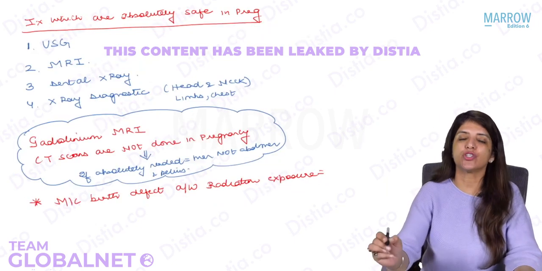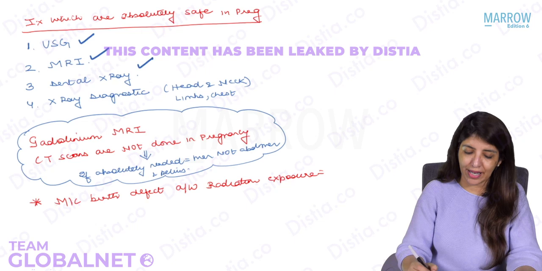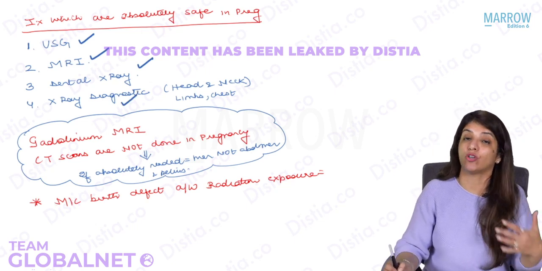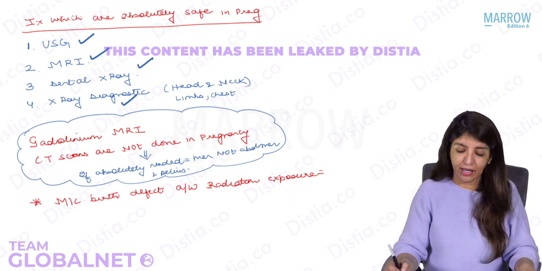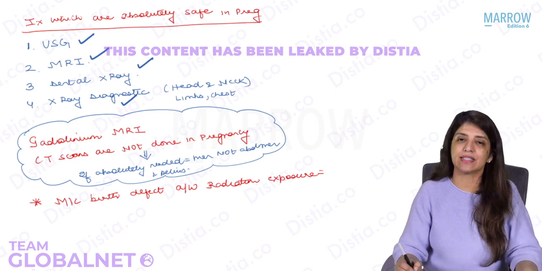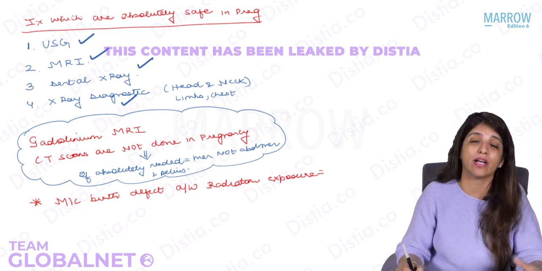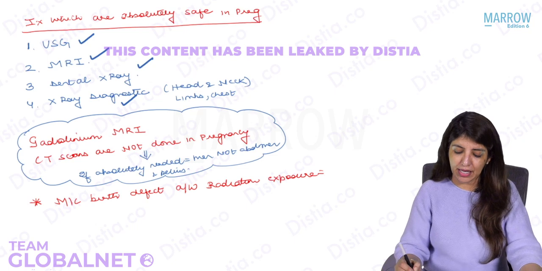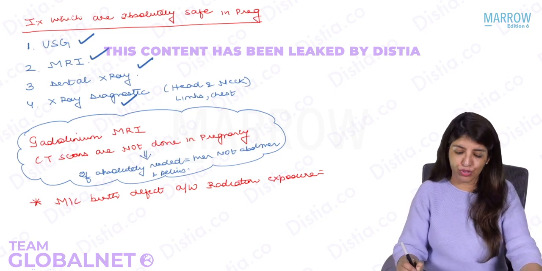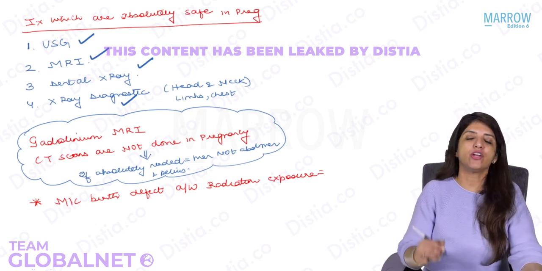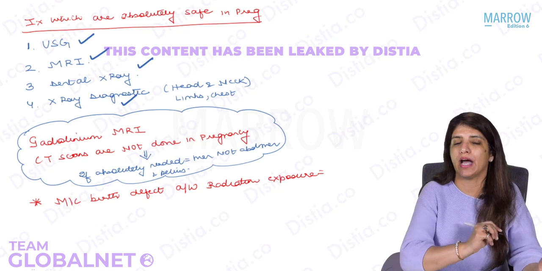Clear? Now, investigations which are absolutely safe in pregnancy: number 1, ultrasound; number 2, MRI; number 3, dental x-rays; number 4, x-ray which is done for diagnostic purpose. For example, head and neck x-ray, limb x-ray, right? Then remember, gadolinium MRI and CT scans are not done in pregnancy, but if by chance there is a very much need of doing a CT scan, then during pregnancy you are going to use an abdominal and a pelvic shield. And you are going to do a CT scan, maybe of the head, but not of the abdomen and pelvis.